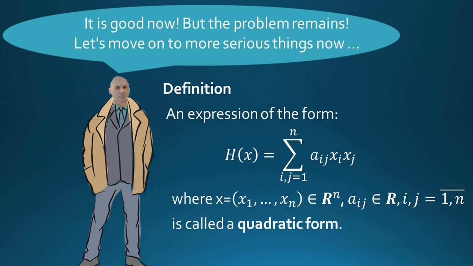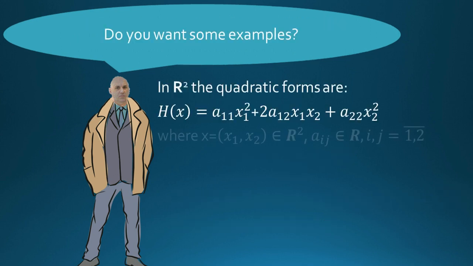Let's move on to more serious things now. Definition. An expression of the form h(x) = sum from i,j = 1 to n of a_ij x_i x_j, where x = (x1, ..., xn) belongs to R^n and a_ij in R, i,j from 1 to n, is called a quadratic form. Do you want some examples?